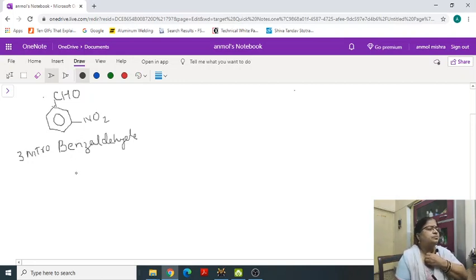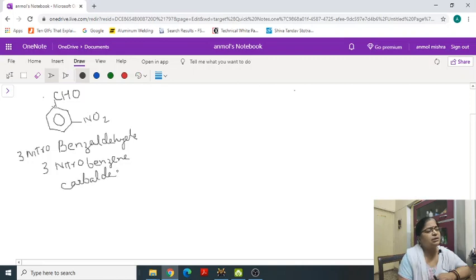Now it can also be called 3-nitrobenzene carbaldehyde. So both the names are correct. Either you can write 3-nitrobenzaldehyde or 3-nitrobenzene carbaldehyde.